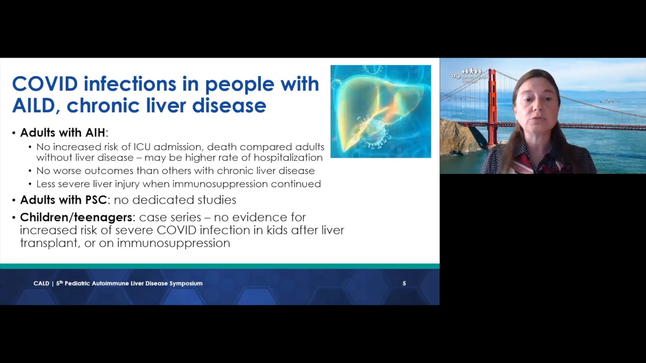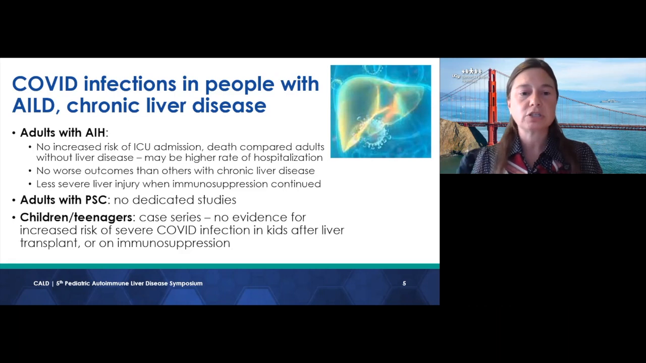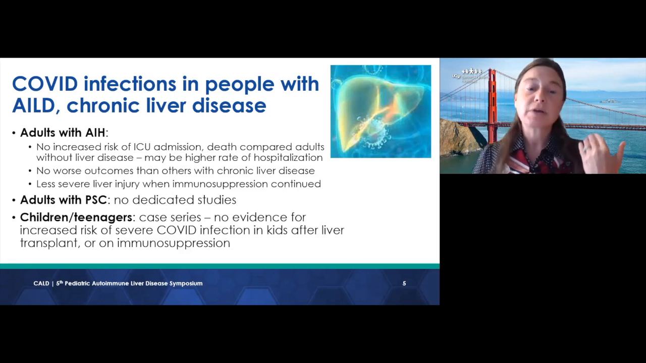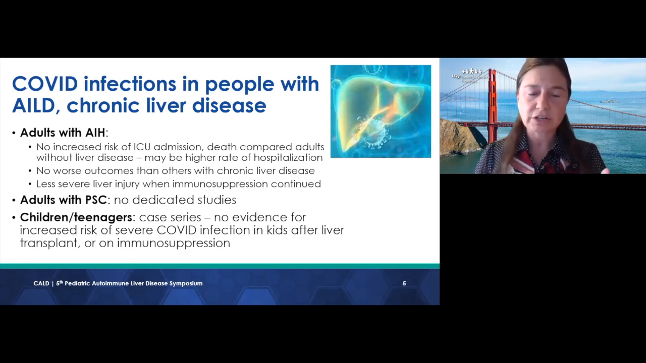Adults with autoimmune hepatitis also do not appear to have worse outcomes than others with chronic liver disease. And actually, adults with autoimmune hepatitis who get COVID infections seem to have less severe liver injury, less elevation of their liver enzymes when their immunosuppression is continued. Now, again, that may be a little bit confounded. If there's a mild infection, then patients are more likely to continue their immunosuppression. Because of the mild infection, they may have less severe liver injury. However, it at least says that immunosuppression doesn't necessarily have to be stopped for every COVID infection, and I'll talk a little bit more about that later on.